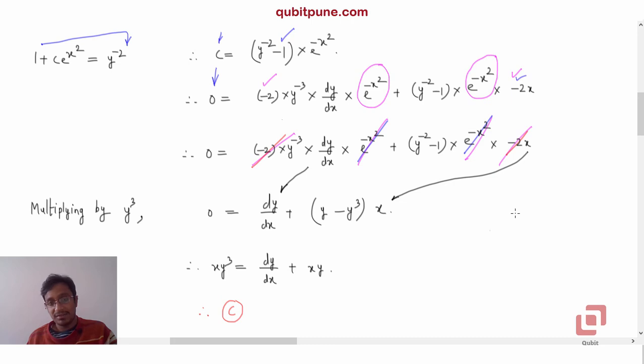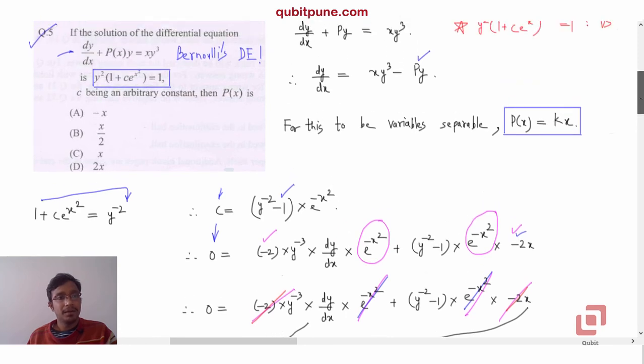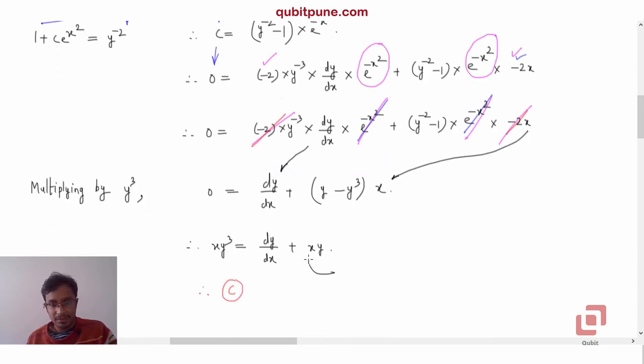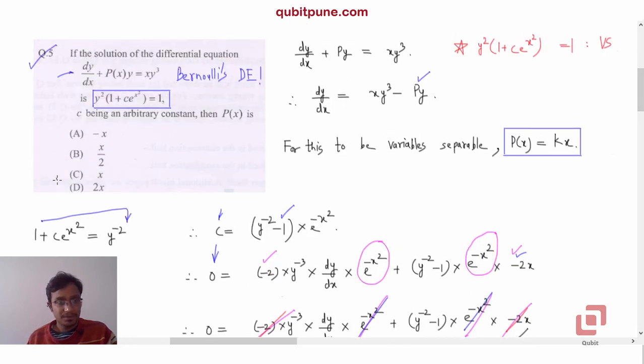And as a result of this, our differential equation will be in the form dy/dx + xy = xy³, and this was our differential equation with which we began, right? dy/dx + p(x)y = xy³, and for us p(x) is equal to x, right? This is p(x). So p(x) is equal to x, so it is option C. Yes, so question 5, option C.